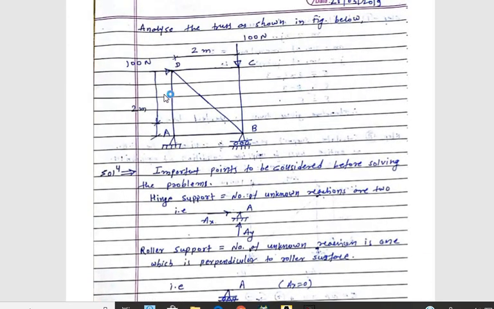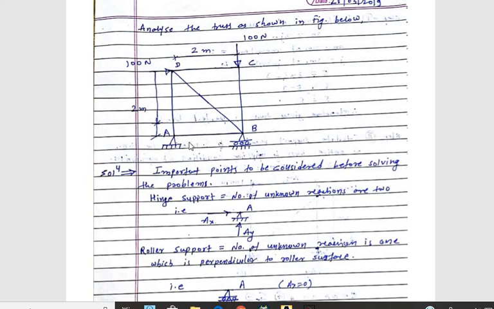Now analyze the truss as shown in the figure below. What is meant by analysis? The geometry is given to us. This is called the structure or truss geometry, and these are the external forces and these are the members. Due to the external forces, whatever member forces develop in this truss, we have to determine, and that is called analysis.